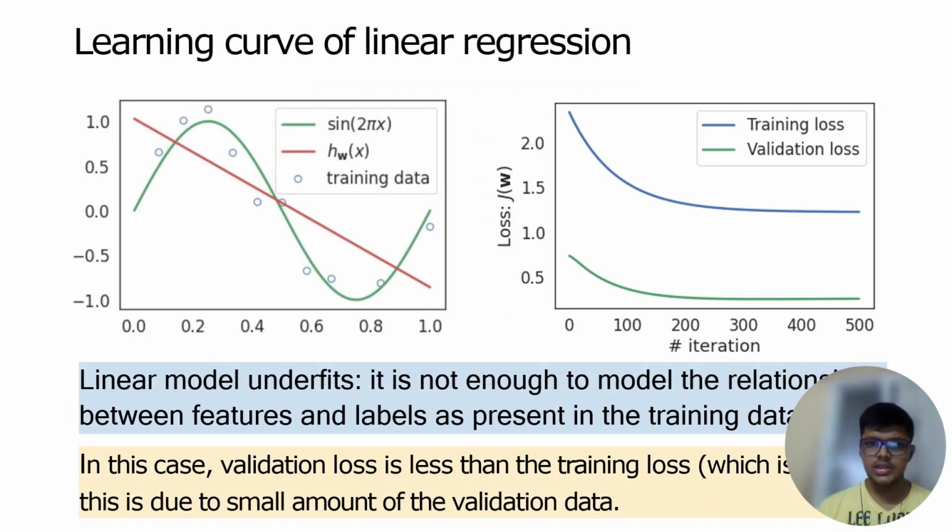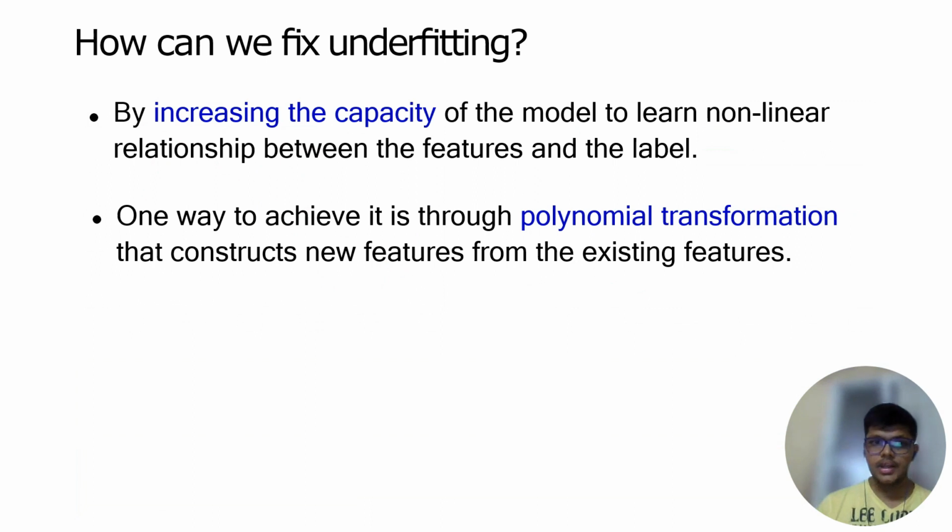As we can see here, if we use a linear model, the training loss is quite high, whereas the validation loss is quite low. This happens due to a small amount of validation data. Again, to overcome underfitting, we can increase the capacity of the model by adding more polynomial features, or adding polynomial transformations to our data. On the next slide, I'll show you.